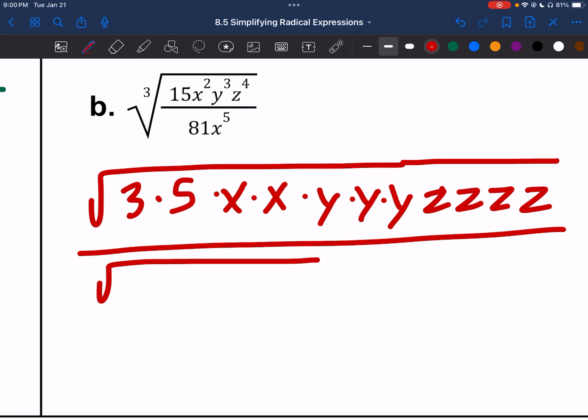Now, our denominator, 81 is 9 times 9. 9 times 9 is 3 times 3 times 3 times 3.